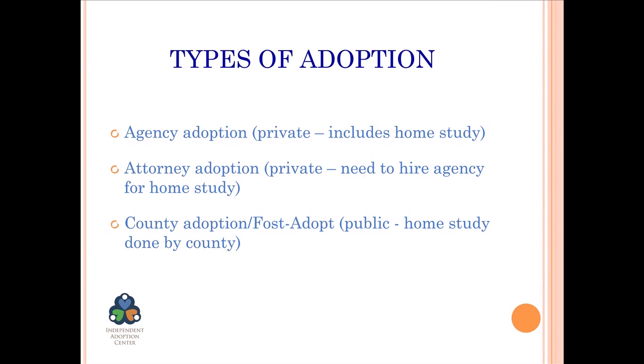So the children available through county adoptions are children who were removed from the home of birth family members and become available for adoption. So that's also what we refer to as a public adoption. In terms of the areas of adoption, and this applies to all of the three types of adoptions that I mentioned in the previous slide, there is open adoption, which we will be focusing on today.